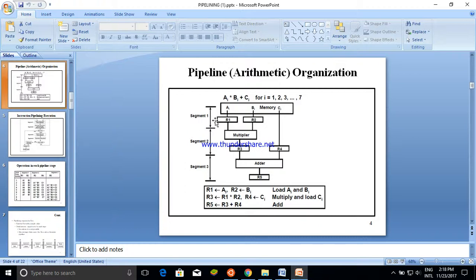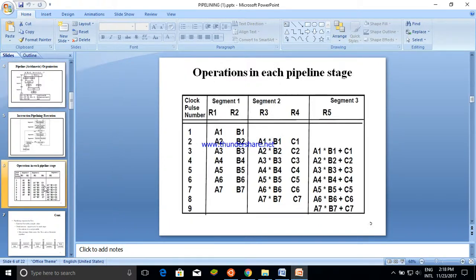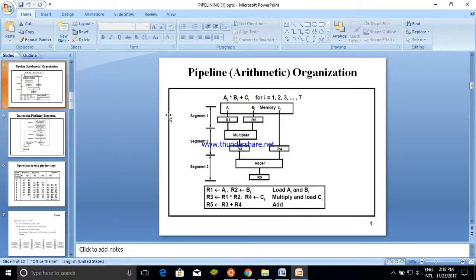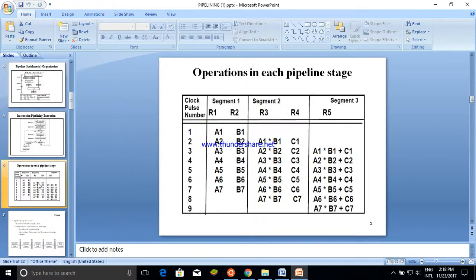We have seen here in segment 1 the value of A is stored in R1 and the value of B is stored in R2. Now in segment 2, in registers R3 and R4 respectively, the value of A1 into B1 is stored in R3 and the values of C are stored in R4. So the value of A and B after getting multiplied is stored in R3 and the value of C is stored in R4.